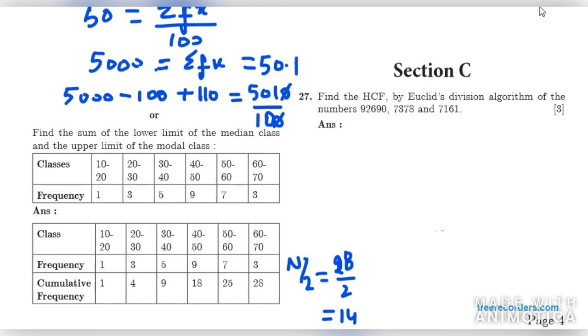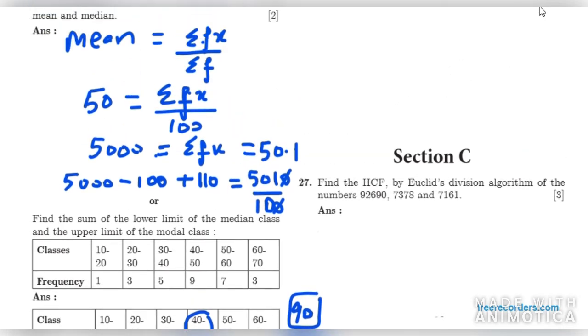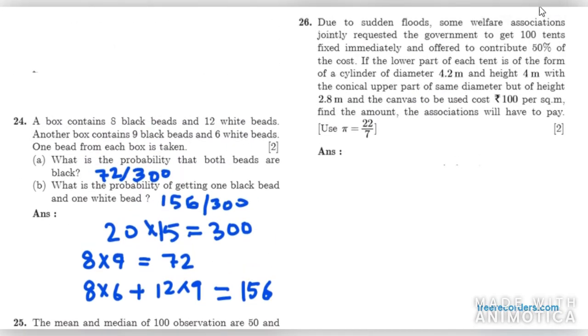So for the 14th, we need to take the median class now. The median class will be 40 to 50, and the lower limit of the median class is 40, and the modal class upper limit is 50. So the sum of the lower limit of the median class and the upper limit is 40 plus 50. So it will be in total 90. Moving on to the next question, number 26.